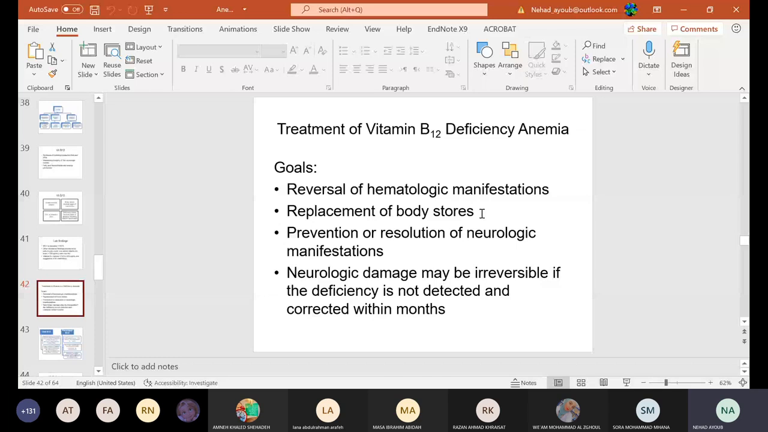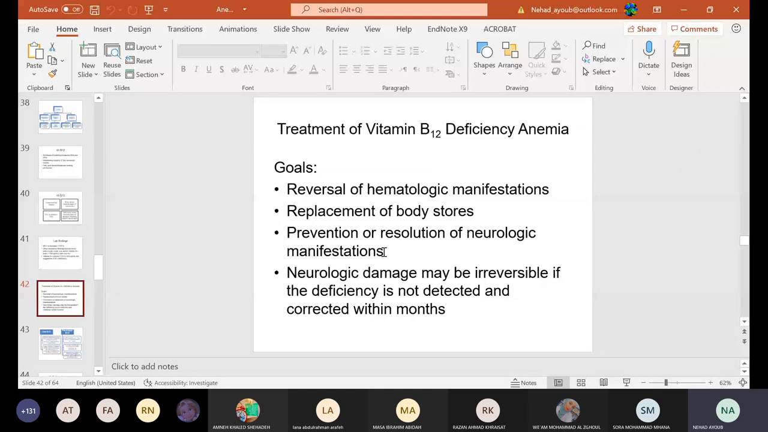If we have patients coming with neurologic manifestations, we need to manage more aggressively with parenteral B12 because if we don't treat adequately, this can cause irreversible neurological damage. ما بدنا نوصل لهاي المرحلة. Okay? عشان هيك المرضى اللي بيجوا وعندهم neurological symptoms, we give more aggressive treatment and we give it parenterally. Okay? ما بدنا ندخل ب irreversible damage.